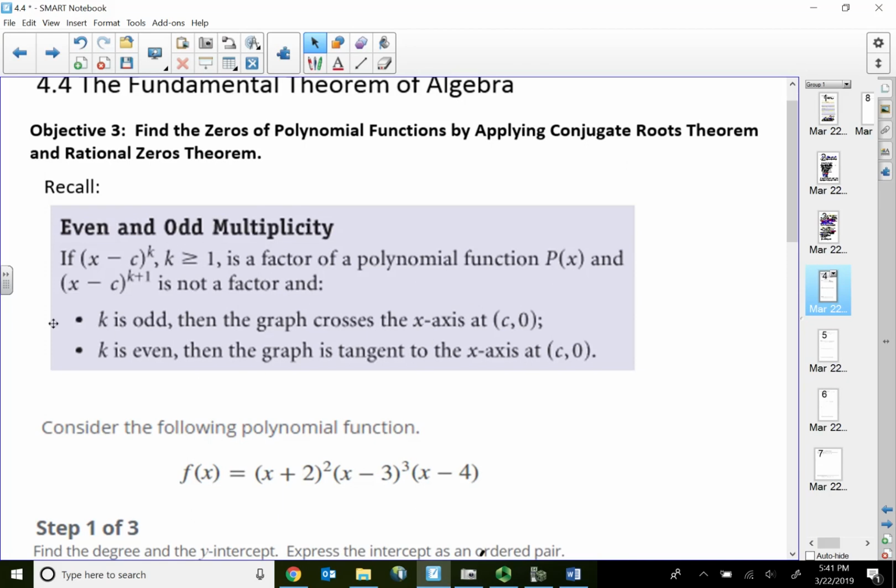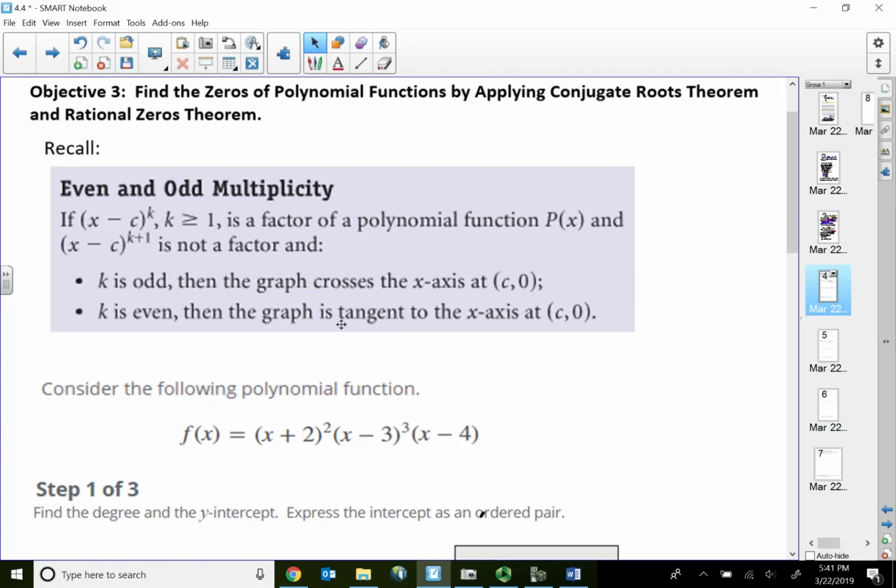As you can recall, when I first introduced the even odd multiplicity, the multiplicity is basically the exponents on the factors of a polynomial. If the multiplicity is odd, if the exponent on the factor is odd, then the graph will actually cross over the x-axis. Now, if the exponent is even, then the graph will actually turn at the x-axis. All right, so let's take a closer look.